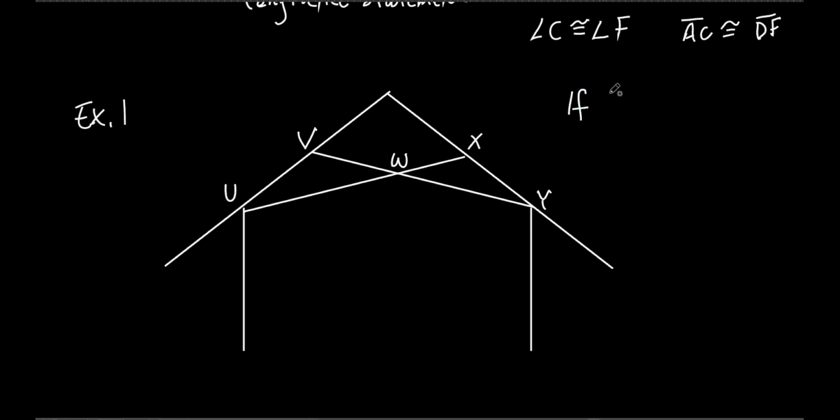They tell you if triangle UVW is congruent, this is where it really makes a difference if everything's lined up correctly, to triangle YXW. The question says, list all the corresponding parts. Well, let's do this. I'll just shorten corresponding to that.